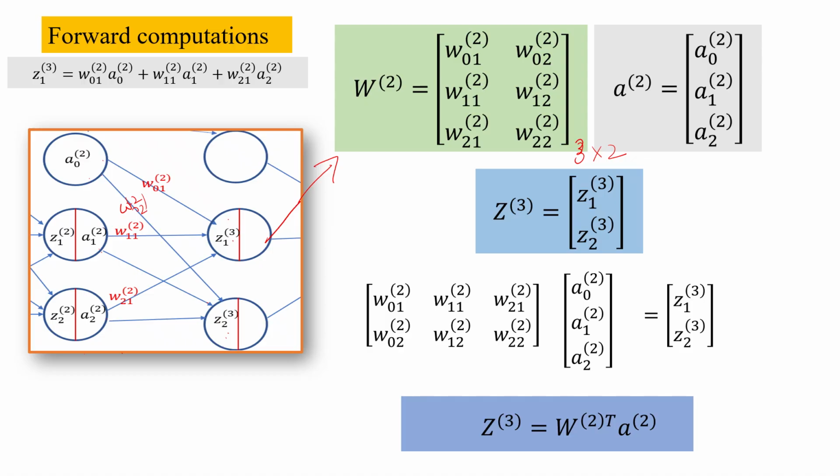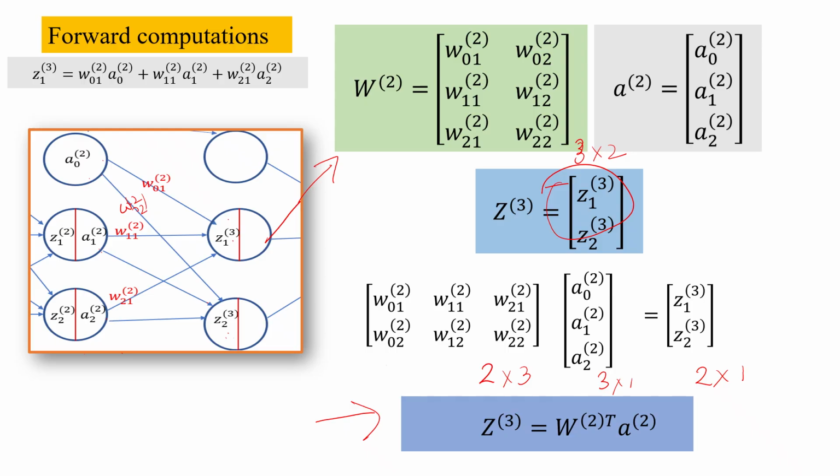And for Z3 of layer 3, we have only 2 nodes here, so Z_13, Z_23. So when we take the transpose of W2, we get a 2 cross 3 matrix. This multiplied by our 3 cross 1 A here, we get the required 2 cross 1 Z vector, Z_13, Z_23. So this is what we wanted to illustrate about the forward computations.